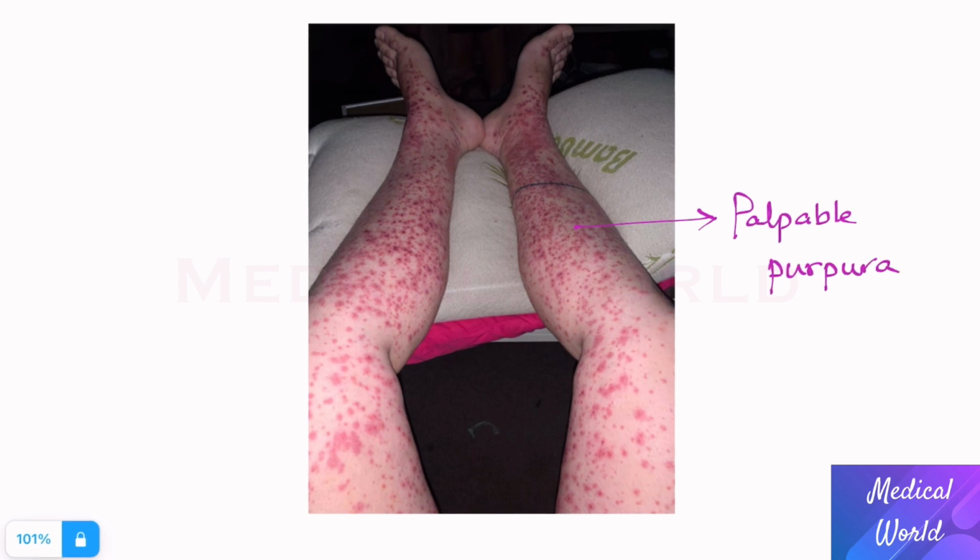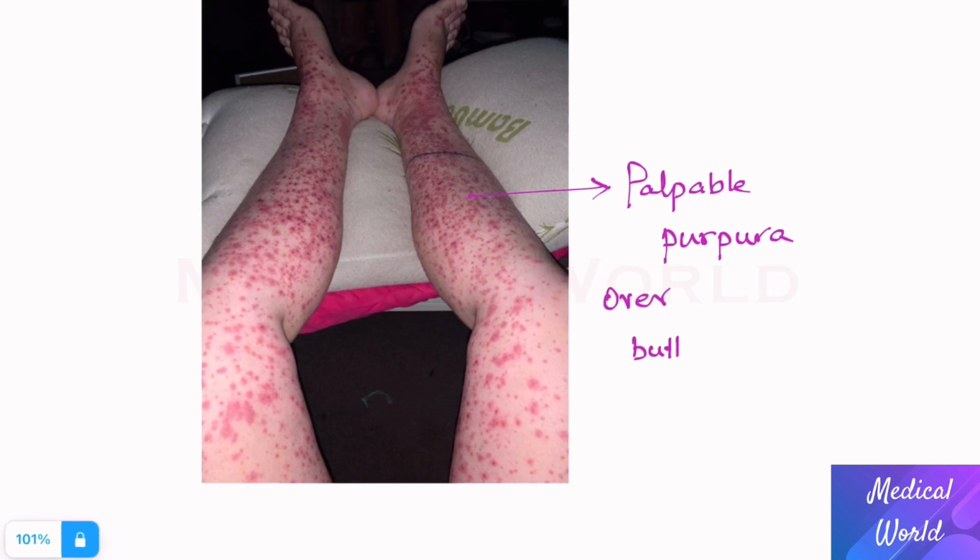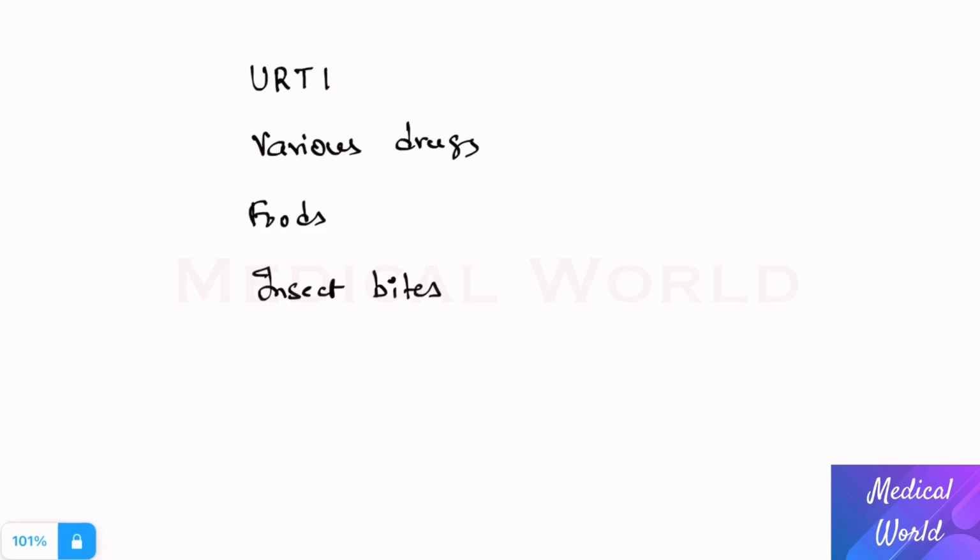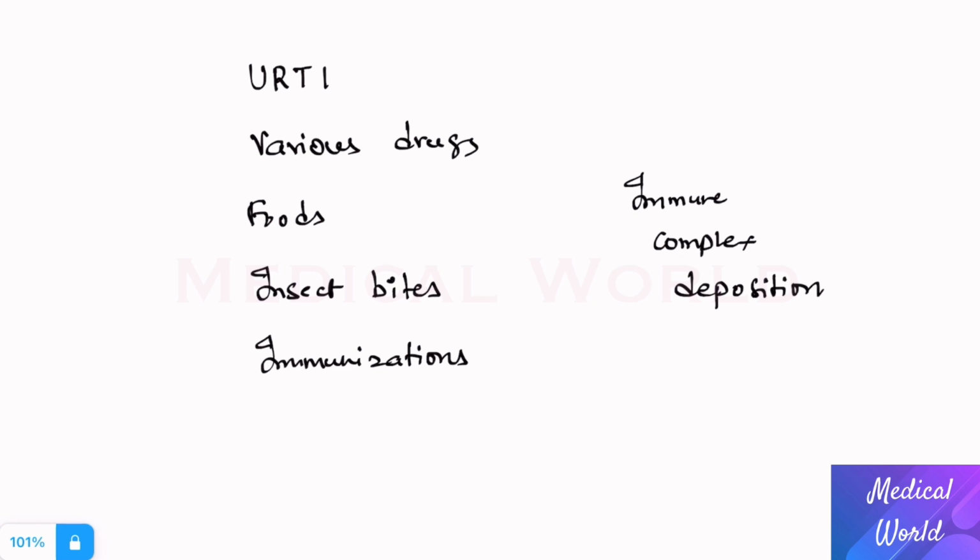This is a classical picture of HSP, that is palpable purpura. This occurs over buttocks as well as lower extremities. Hands, arms also involved in some cases. Some patients who developed HSP, that is IgA vasculitis, will have a recent history of upper respiratory tract infections, various drugs, foods, insect bites, and immunizations. So the basis of the disease is immune complex deposition.